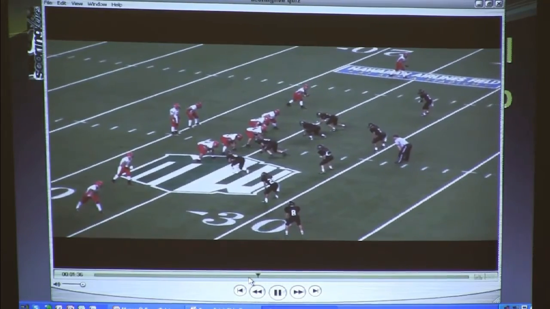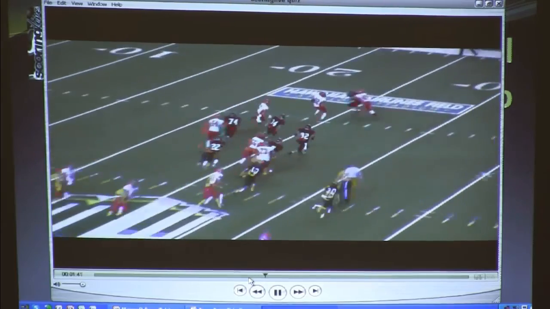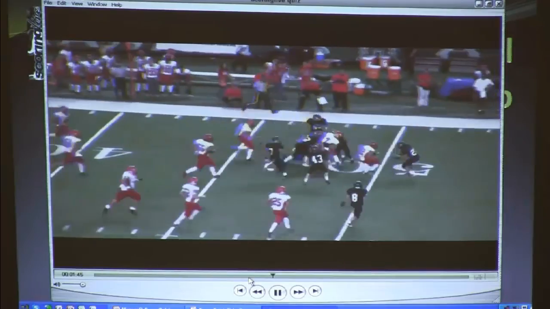Okay, we're on play 3 now. It's 1st and 15. The ball is on the A 25-yard line. Okay, 1st and 15, ball on the A 25.